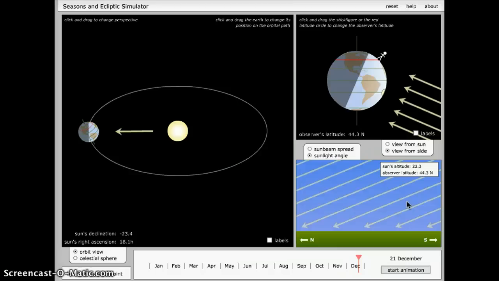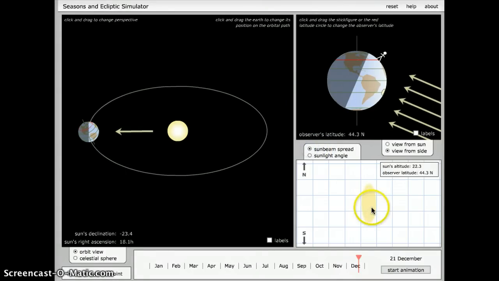During the summer, the sun's much higher in the sky and we have longer days. If we click on sunbeam spread, here we can see, as I was mentioning before with the flashlight analogy, that the sunlight is spread out over a large area. It's not very concentrated, and that's because of the angle that the Earth is at. So here we are, up kind of where I'm pointing the cursor. We're facing away from the sun. We're tilted away from the sun, so the sunlight is not very direct.